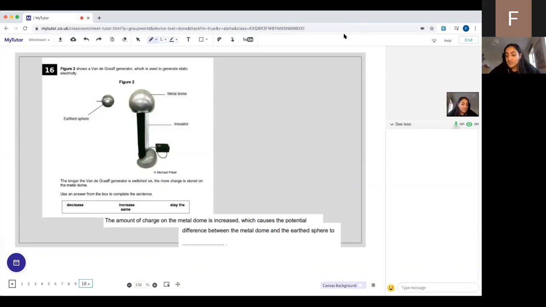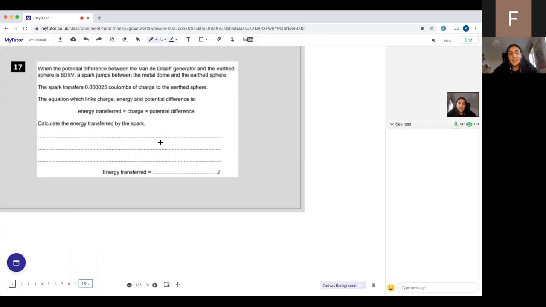And I can see loads of you saying increase, which is really great. The amount of charge on the metal dome, if it is increased, then the potential difference is also going to increase. And this does indeed use the idea that we covered yesterday, the equations that we covered yesterday, if you were here, which relate charge, voltage, power and energy together.